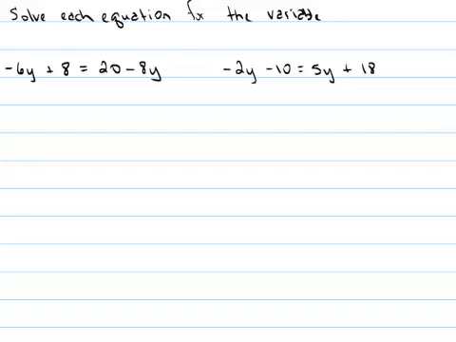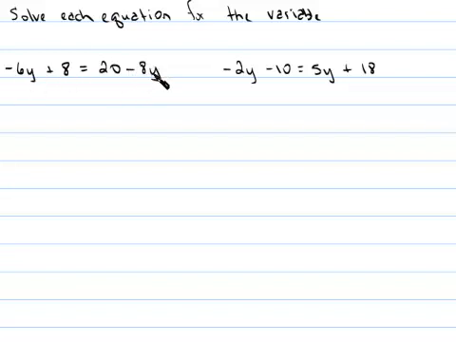Solve each equation. First one says negative 6 times y plus 8 equals 20 minus 8 times y. Notice in this equation we don't have any like terms to combine on either side, but we do have two terms with a variable. So my first order of business is to get those two terms together. But they're on different sides right now, so that means I need to eliminate them from one side.